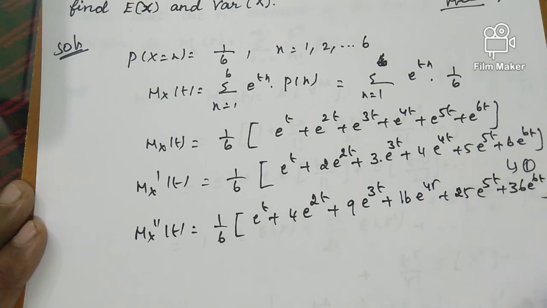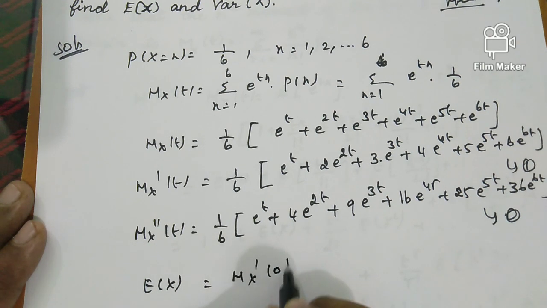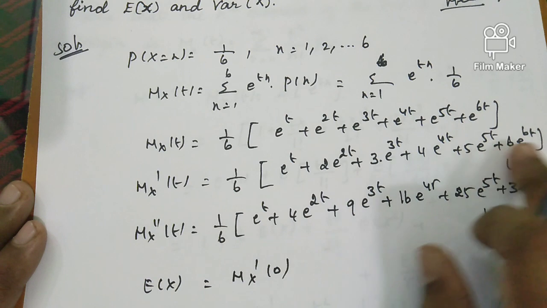Okay, this is our second derivative of the moment generating function. We can call this equation 2. So why are we doing this? Because we need to find the value of Mx dash of 0. The mean E of x is equal to Mx dash of 0. In the first derivative, wherever t comes, put t equal to 0.